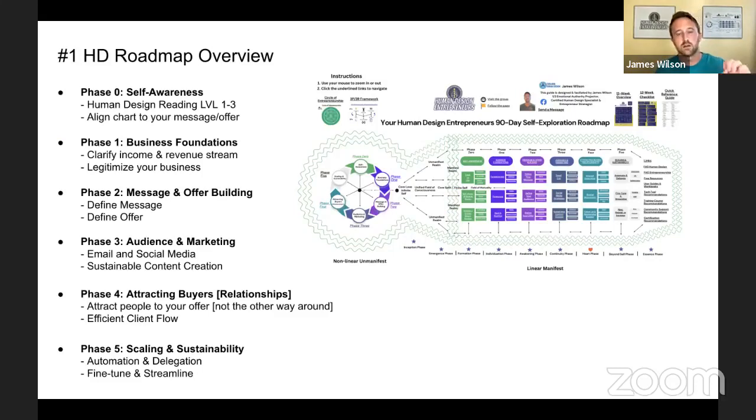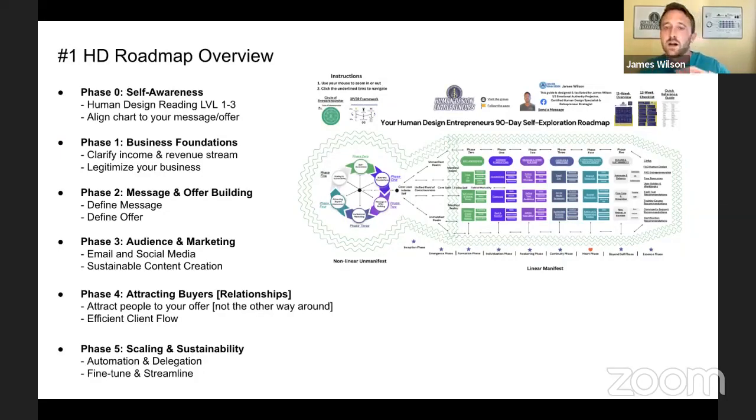Phase 3, audience, who's your audience and how are you marketing to them? We go into the practicals of your email campaign, your email sequencing, and social media. Those are kind of the two main things nowadays to do marketing, through email and social media. And then emphasis on sustainable content creation. Everyone's doing content creation, but how do you make it sustainable for you where you're not just having to post all the time? Which some people like doing, but again, it's unique to each person.